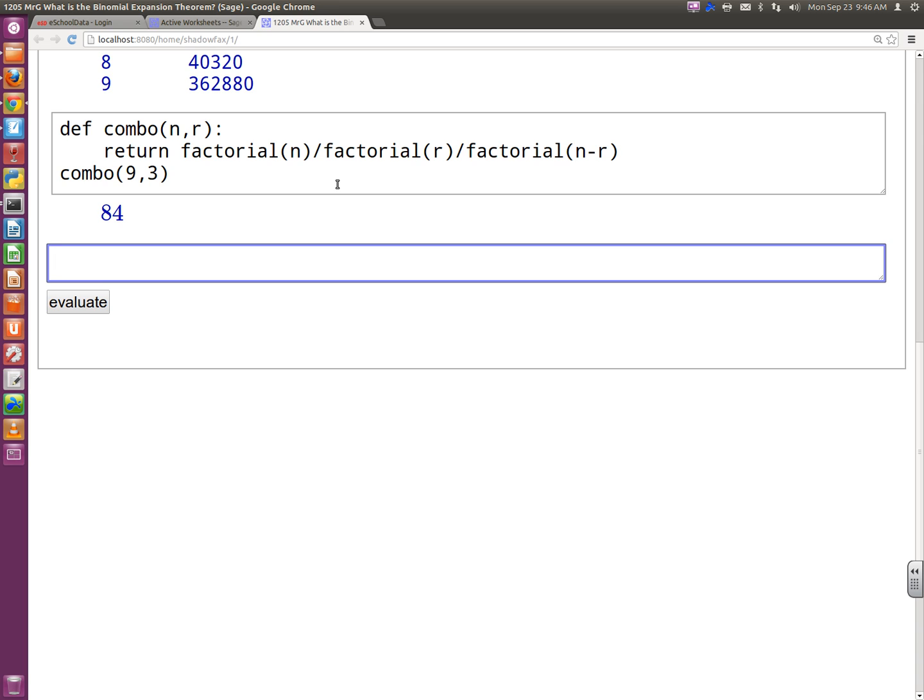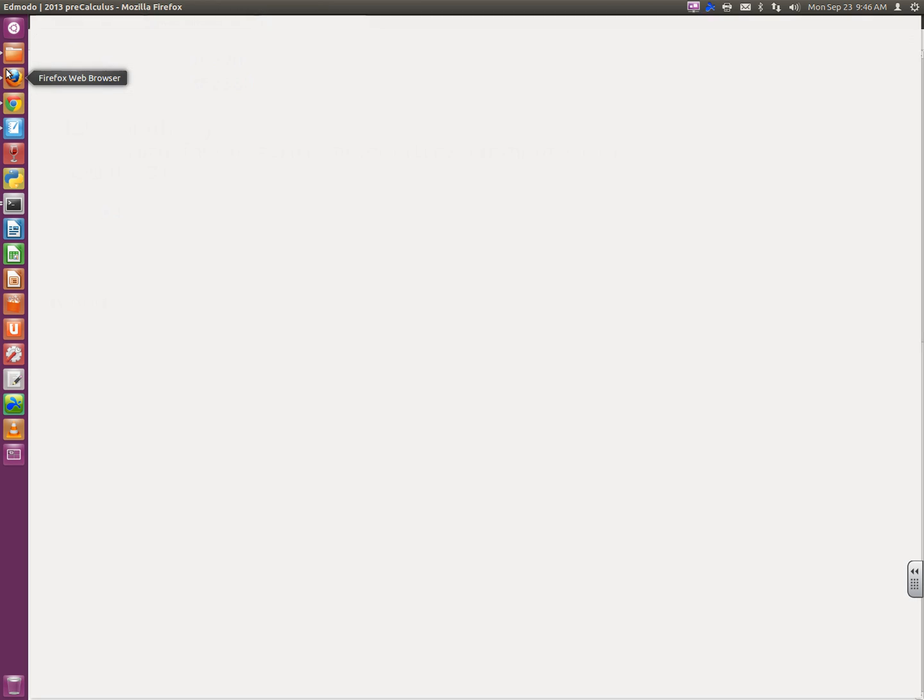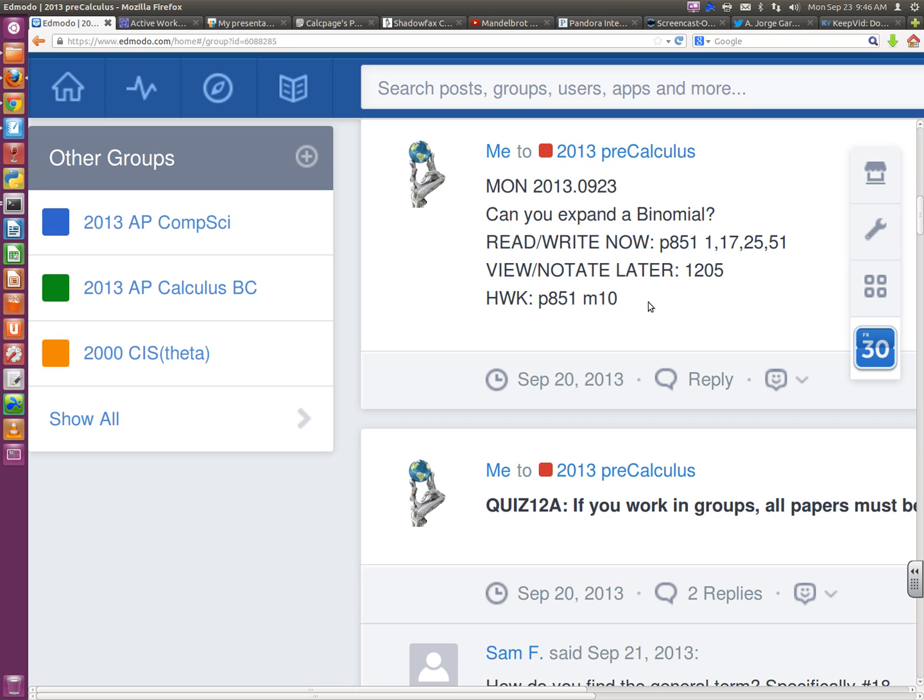Okay. All right, so let's take a look at a question from the homework. Now, tonight's homework, I think, is on page 850. Wait, let's take a look at Edmodo. Where's my Edmodo? Page 851, multiples of 10. All right, let's take a look at some examples from the homework.